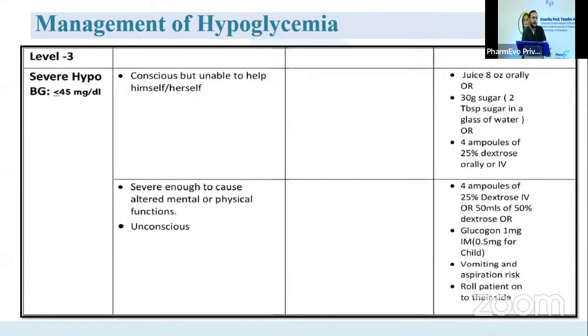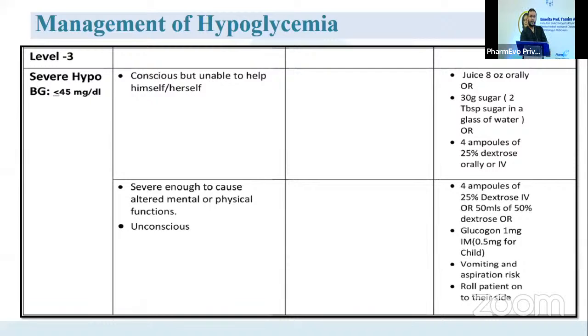And if the hypoglycemia is severe, that is, blood glucose levels are equal to or less than 45, in that condition, if the patient is conscious, then we can give juice, around 8 ounces orally, or 30 grams of sugars, that is equivalent to 2 tablespoons of sugar, or 4 ampoules of 25% dextrose water.